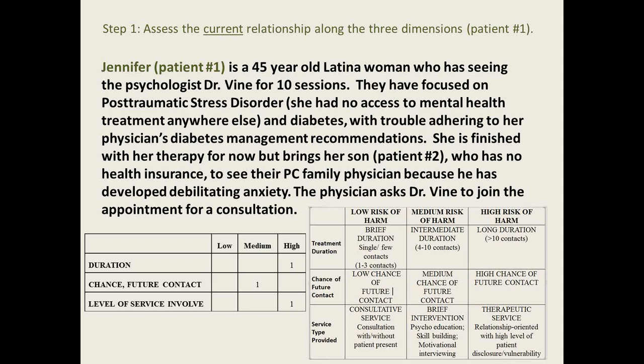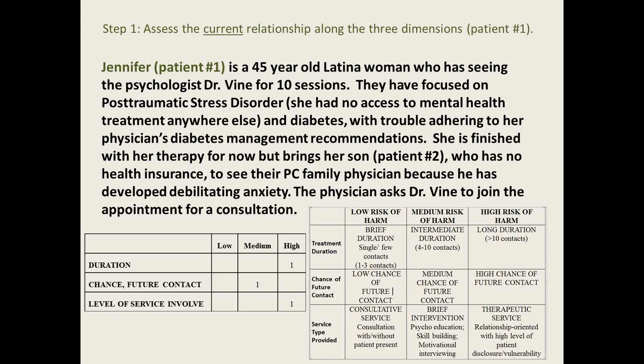Okay, so Jennifer is our 45-year-old Latina woman who's seen Dr. Vine for 10 sessions and focused on PTSD. So we are going to look at our matrix, and the duration, according to our number of 10 or more contacts, would fall into the high risk of harm category. So you can see that we put a 1 to represent Jennifer in the top right category of the worksheet here on the left of your screen. So Jennifer is patient number 1. That box on the bottom left of your screen has a number 1 to represent patient number 1.